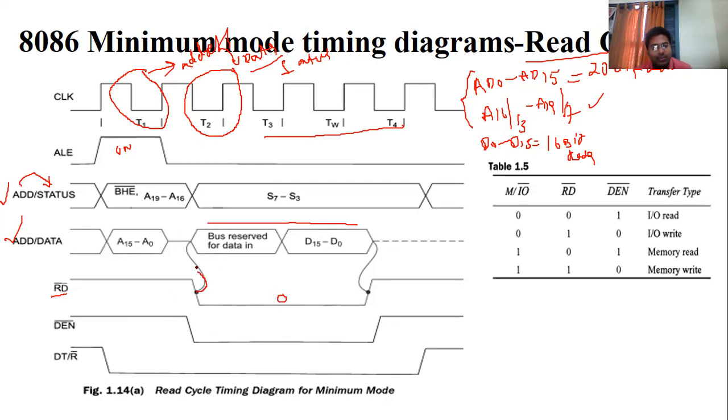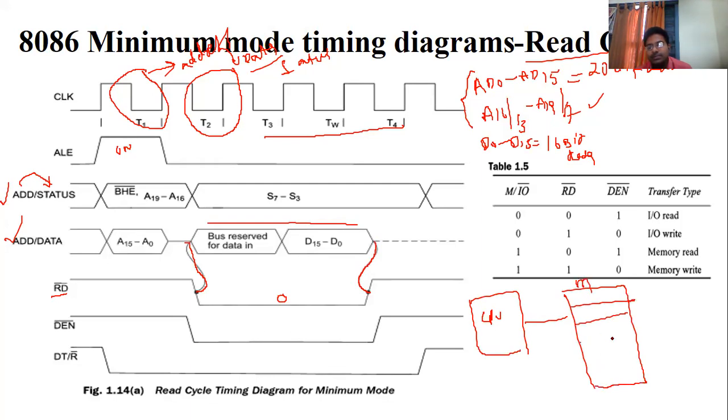So at that time, whatever data is available at that address, for suppose CPU, this is memory. These are the address lines. For suppose our data is there. This is the address, 1000001 is the address. This is the bus.